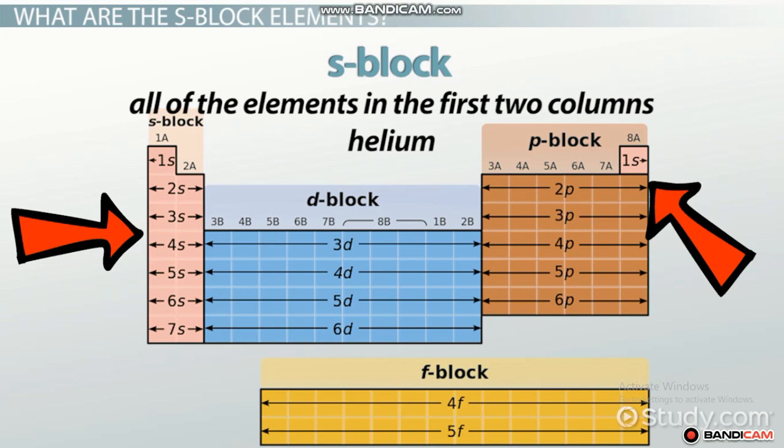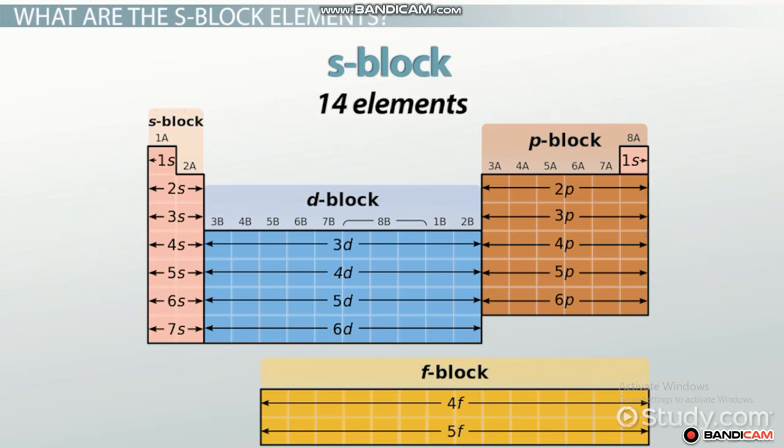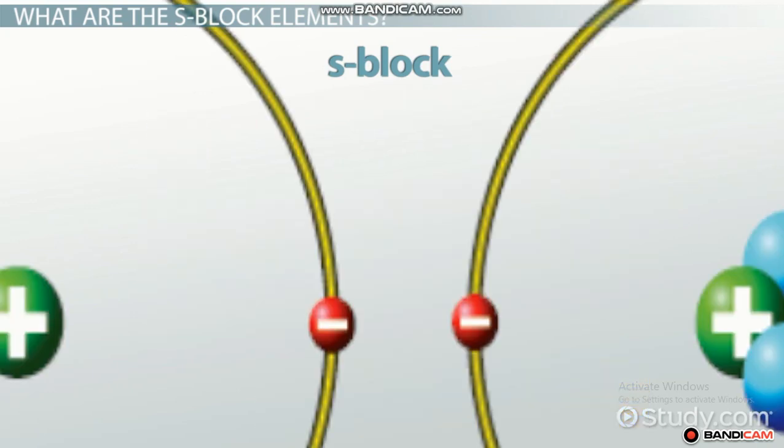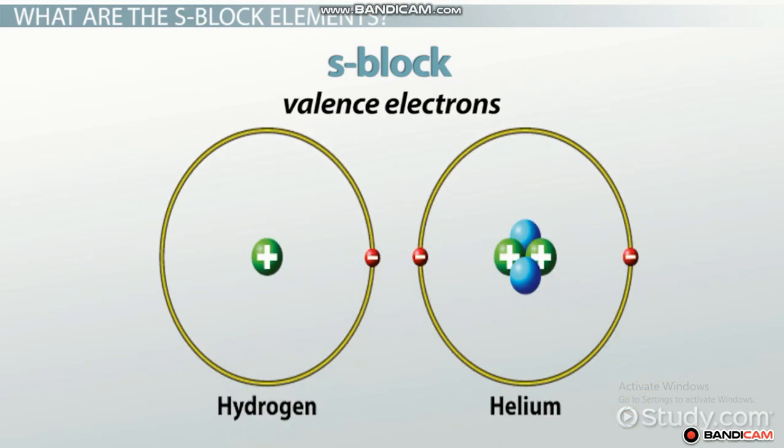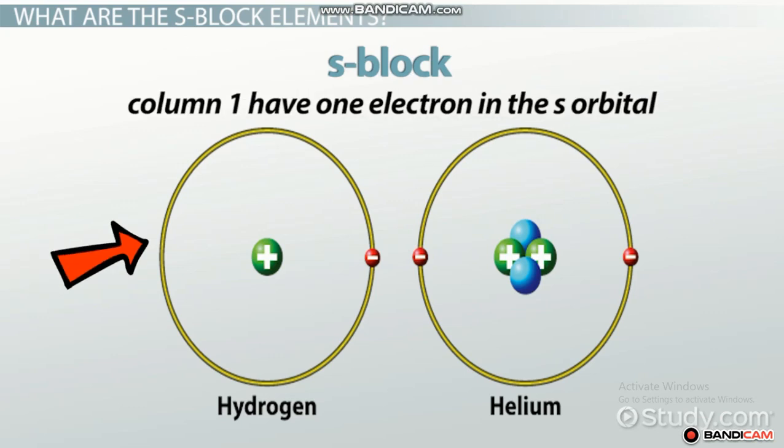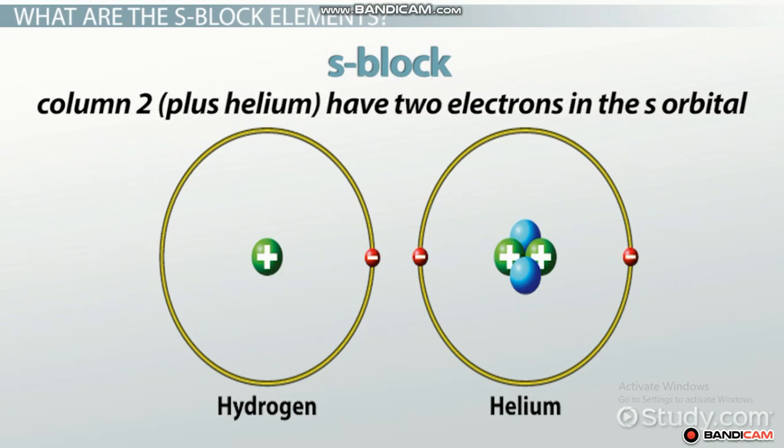In the periodic table shown here, the S block is colored pink. The S block elements are the 14 elements contained within these columns. All of the S block elements are unified by the fact that their valence electrons, their outermost electrons, are in an S orbital. The S orbital is spherical and can be occupied by a maximum of 2 electrons. Elements in column 1 have 1 electron in the S orbital, and elements in column 2, plus helium, have 2 electrons in the S orbital.